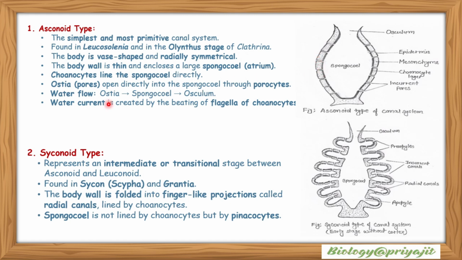Here water flows from ostia to spongocoel and then osculum. Water current is created by the beating of flagella of choanocytes. This is the Asconoid type of canal system.